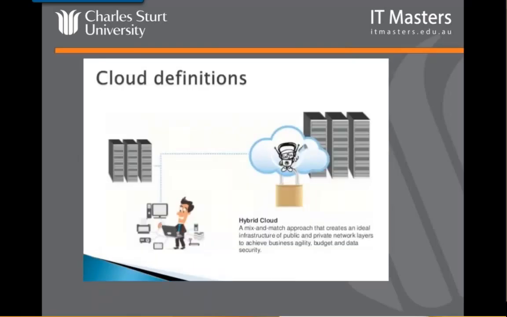Then we get the hybrid cloud. As we spoke in week 1, it was a mix and match approach, which creates an ideal infrastructure of public and private network layers to have in your business the agility and better budget. Why? Because you're not going to share everything up in the cloud. You're going to share only the resources that you don't need. I noticed many government customers, if they're going to cloud, they prefer hybrid cloud. What they do is they store everything which is important in their own data centers, and everything which can be shared, it's up in the cloud.